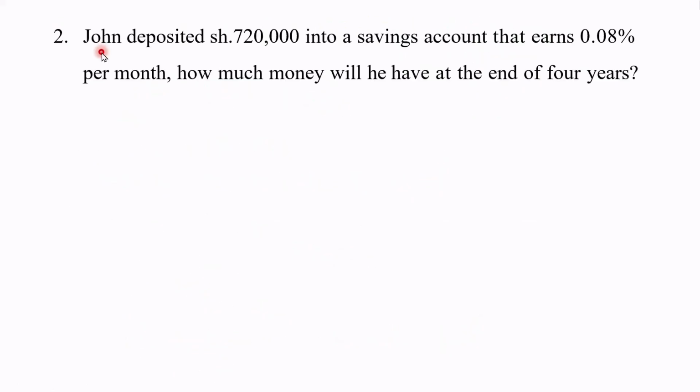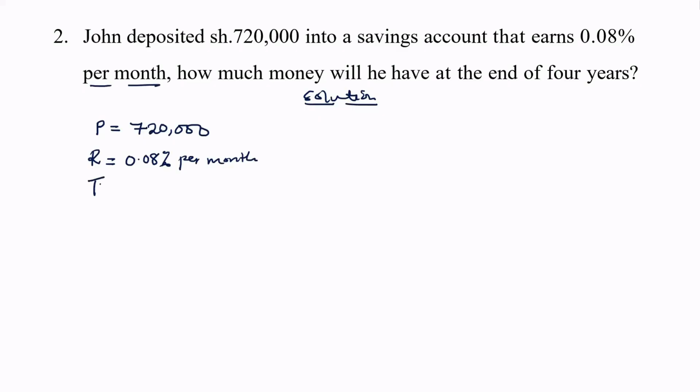It reads, John deposited shillings 720,000 into a savings account that earns 0.08% per month. How much money will he have at the end of 4 months? We can have our solution. From the question here, we can summarize that our principal P equals 720,000. Then our rate R equals 0.08% per month. We have to be conscious of this. This is per month here.